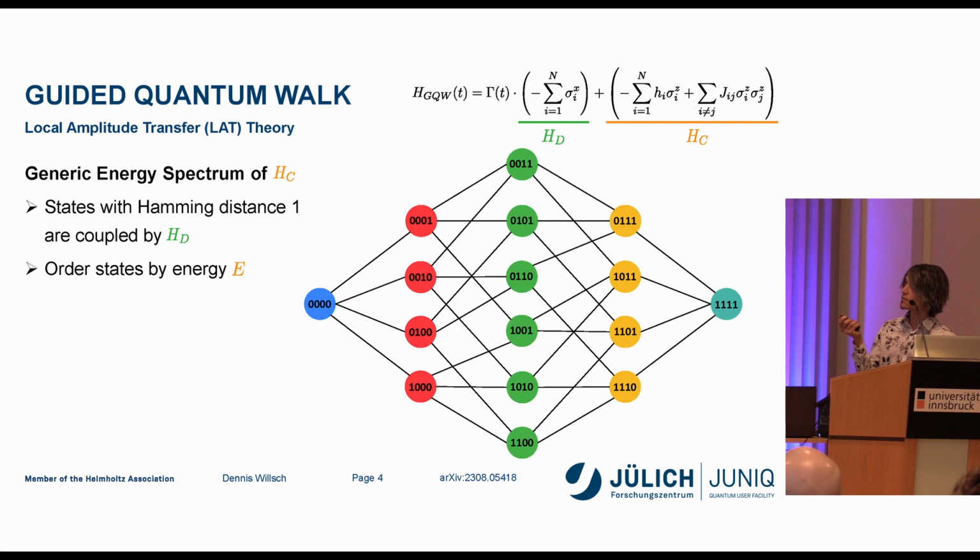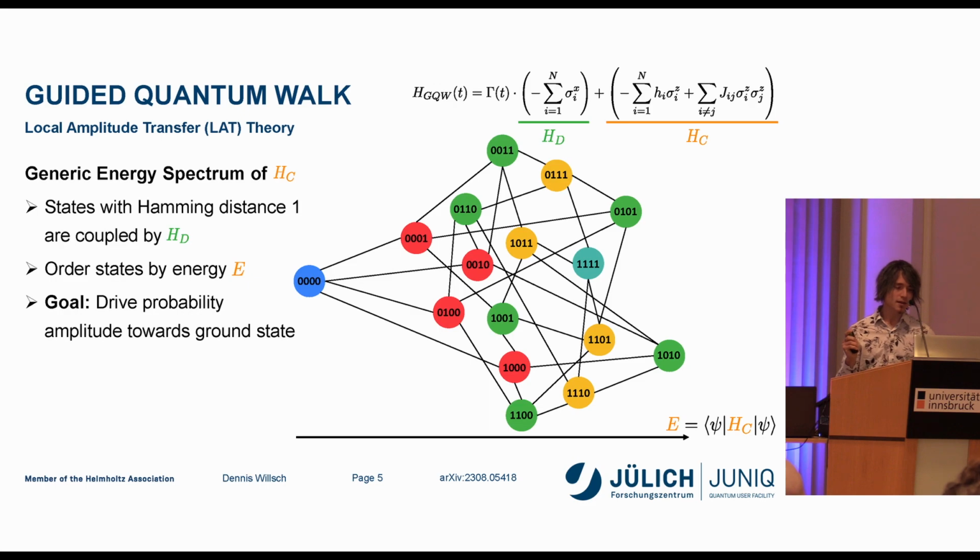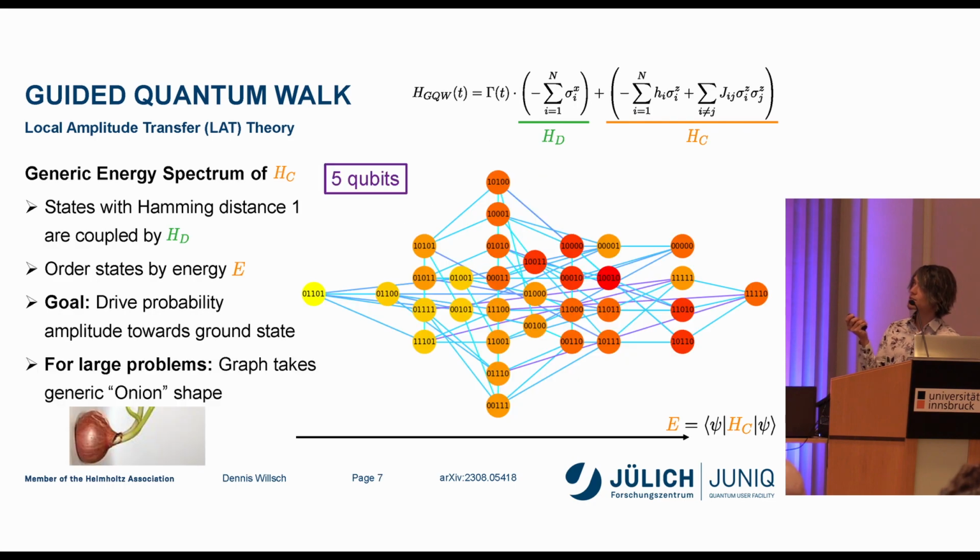Okay, so we take this grid of states and we order it by energy with respect to the cost Hamiltonian. If we order it by energy, we get this picture. Now, by coincidence, 0, 0 is still the ground state, okay? And then with increasing energy to the right, we have all the other states. It doesn't need to be 0, 0, right? Just in this example. And then the goal is to systematically drive probability amplitude from all the higher energy states towards the ground state. So that's the motivation behind it.